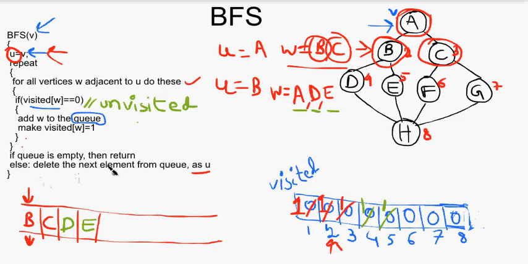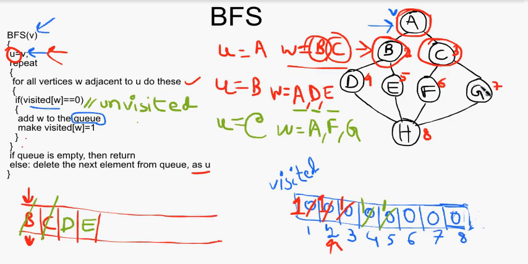Thus what you do is delete the next element from the queue as U. So you delete C this time, B was deleted previously, and you call it as U. So you're now calling BFS on C. This time what will be W? W will be the neighbors of C, that is A, F and G. Similarly, A is already visited. It will visit F first.